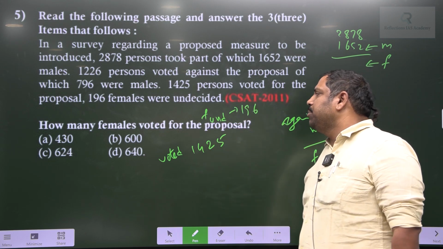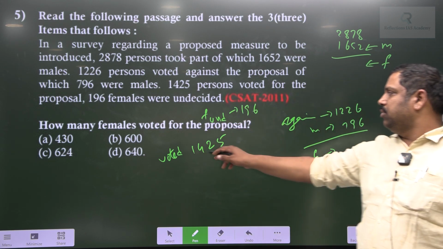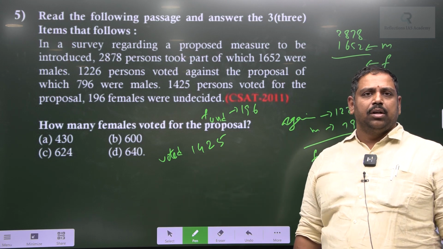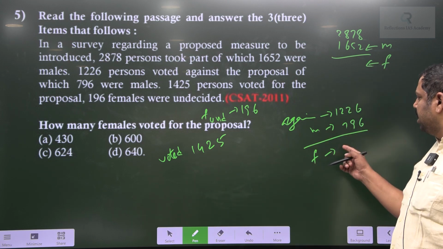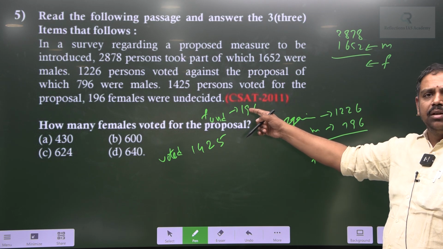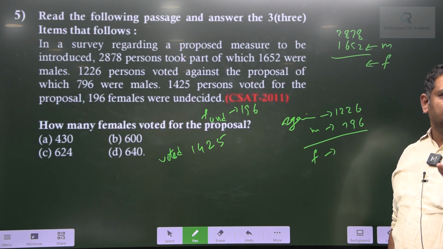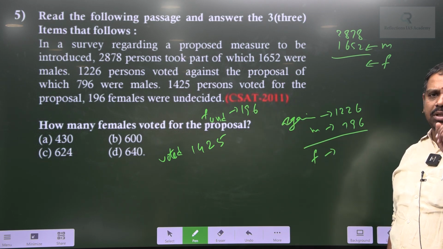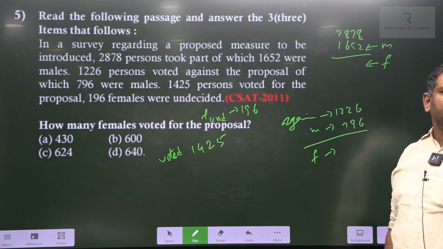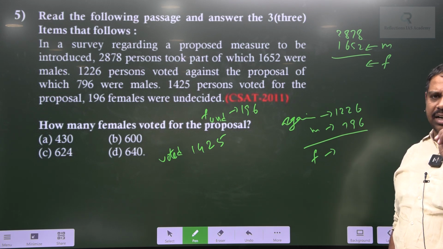How many females voted for the proposal? In that one, he is asking about the voted. Here you know the females. Females will be in 3 categories. Either they will vote for the proposal, they will be against, or they will be neutral. Only in 3 places, right or wrong?